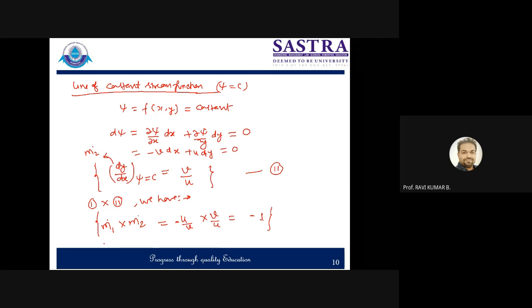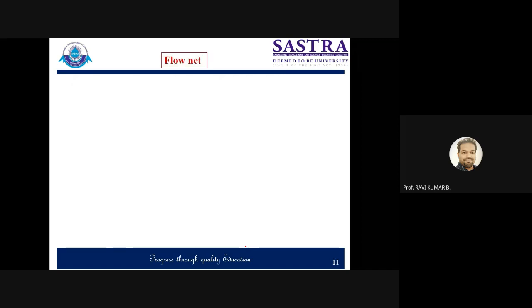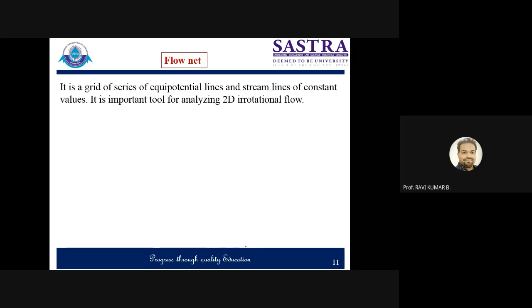So we can say that φ and ψ are orthogonal to each other. Clear? So if I draw the φ along the x-axis, I will be drawing ψ along the y-axis. Next one is flow net. So when we are talking about flow net, it is a grid of a series of equipotential lines and stream lines of constant values, right?